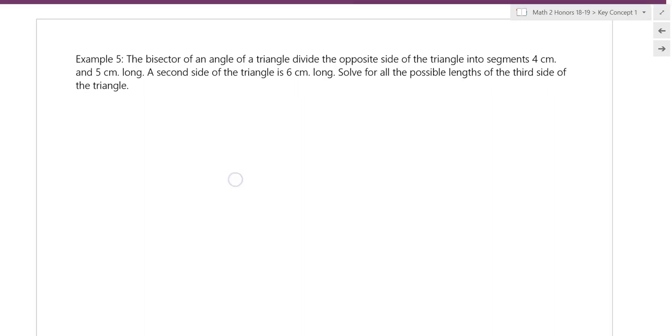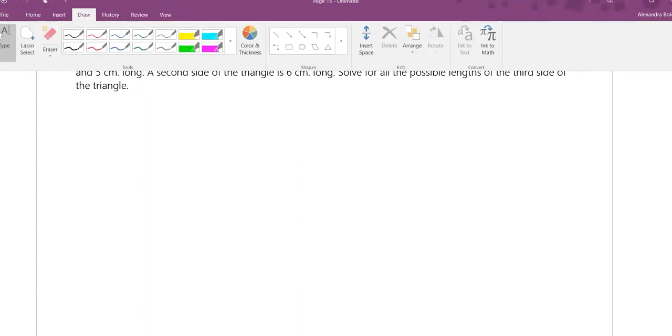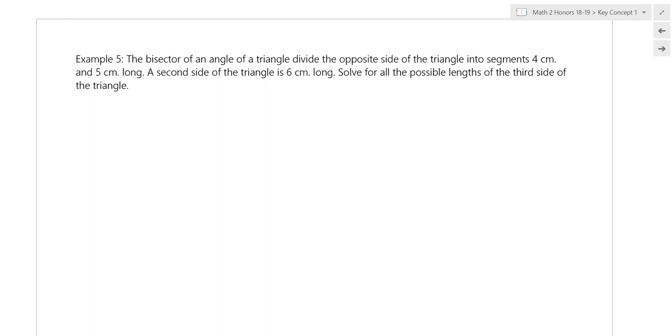Example 5. The bisector of an angle of a triangle, that should say divides, because that's not English. Divides the opposite side into segments 4 centimeters and 5 centimeters long. A second side of the triangle is 6 centimeters long. Solve for all the possible lengths of the third side of the triangle.